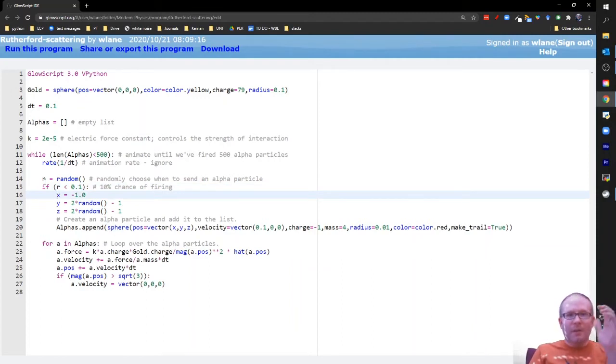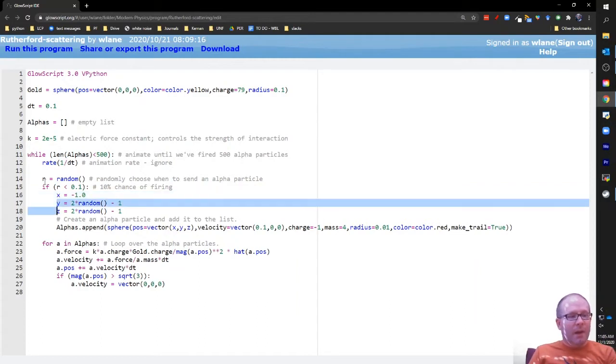We're going to start these alpha particles over to the left at x equals negative 1, but then our y and z coordinates are going to be randomized. They're going to be anywhere from positive 1 to negative 1, so we're taking 2 times a random number between 0 and 1, minus 1.